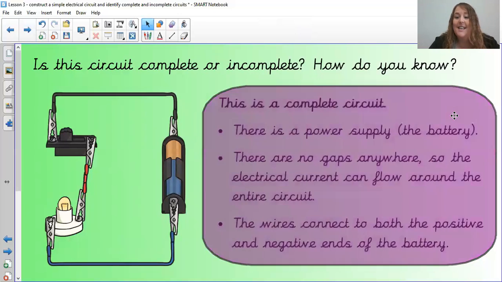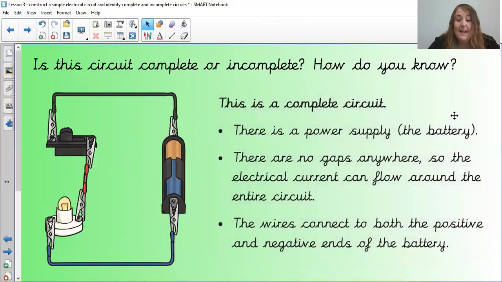Hopefully you will have noticed that this is a complete circuit. There is a power supply, so that's number one, the battery. There are no gaps anywhere, so the electrical current can flow around the entire circuit. And the wire connects to both the positive and the negative ends of the battery, so from both ends.